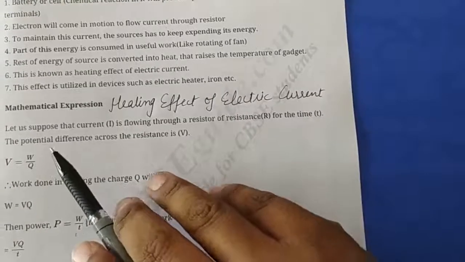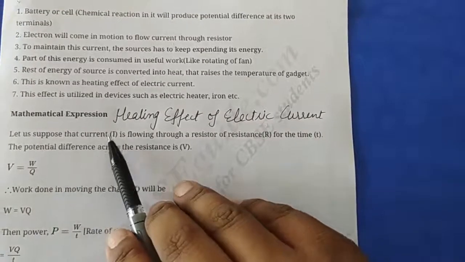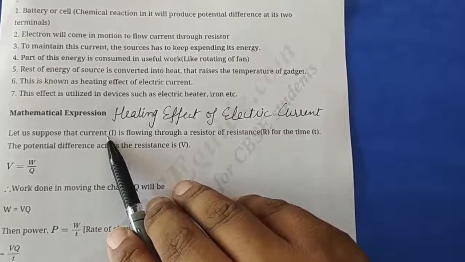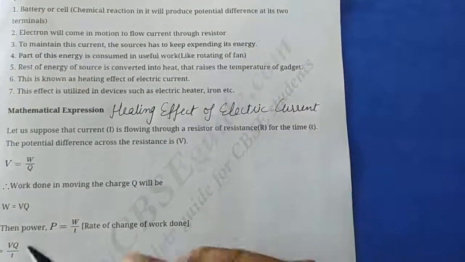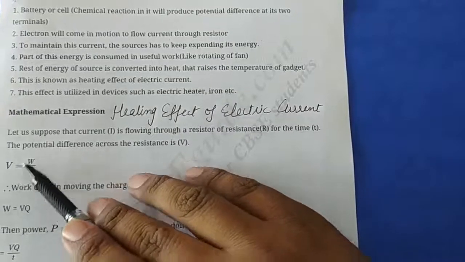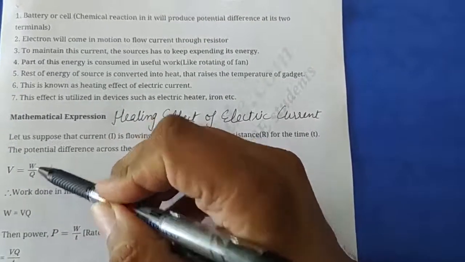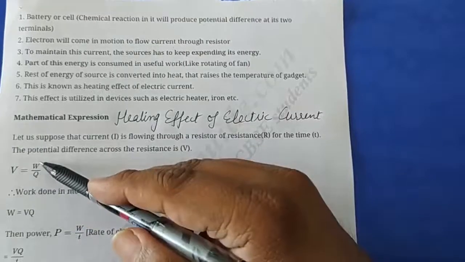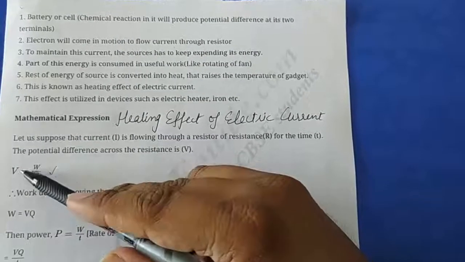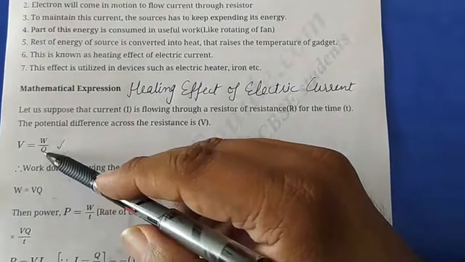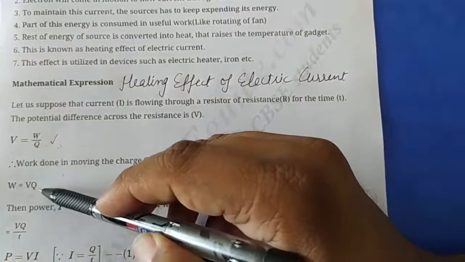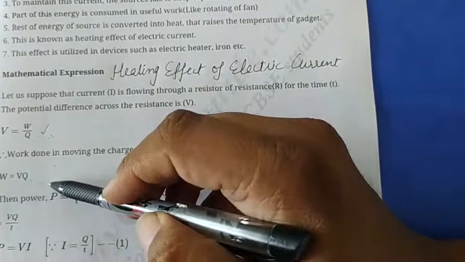Let us consider a conductor across which current I is flowing, the resistance of the conductor is R and the time is t. We know that potential difference is equal to the work done by charge. Then, cross multiplying, the work done will be equal to the potential difference into charge. V into Q. W is equal to V into Q.